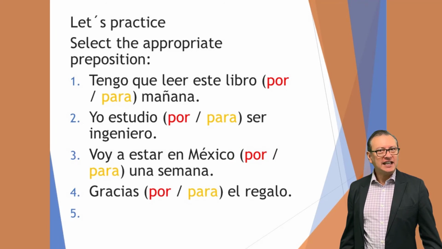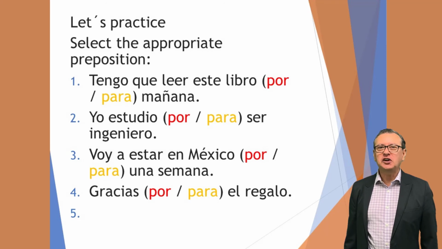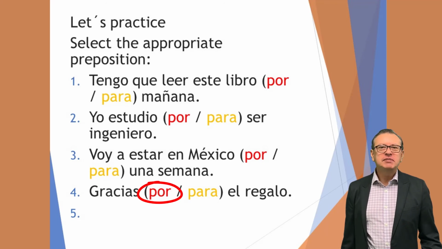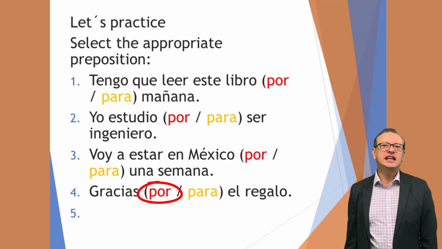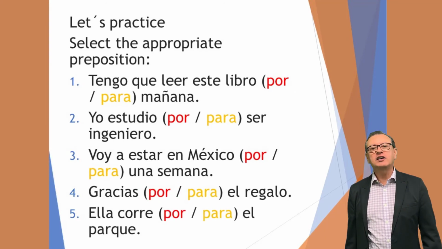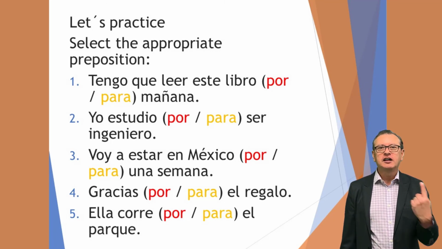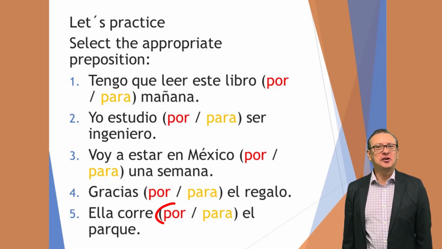Gracias. Thanks for the present. Which preposition best works with reasons? Very good. Por el regalo. Besides, gracias por always come together when native speakers say thank you for something. Ella corre through the park or around the park. Which preposition best works for along and around? You guessed it right. Por.